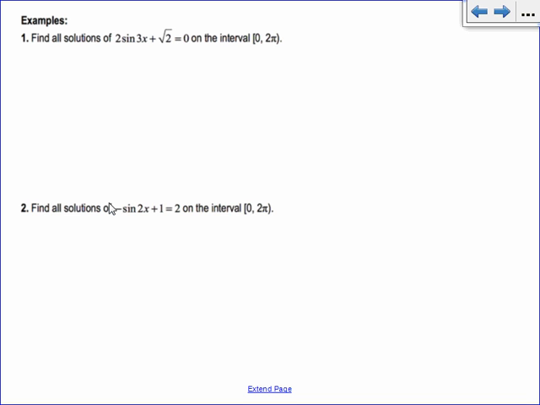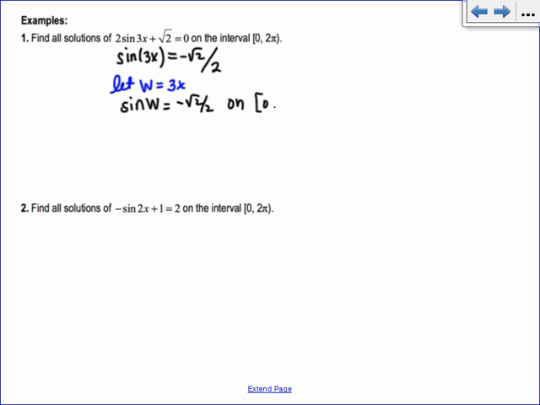All right, so we did the same process. So I'm going to subtract the root 2. I divide by 2, so I get sine of 3x is equal to negative root 2 over 2. So I think of this as a w, so let w equal 3x. And I find sine of w equals negative root 2 over 2. But I find it on 0 to 6 pi. So I go around the unit circle 3 times.